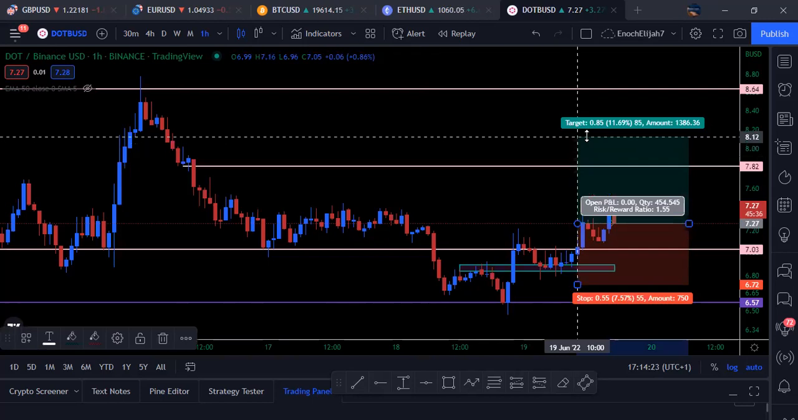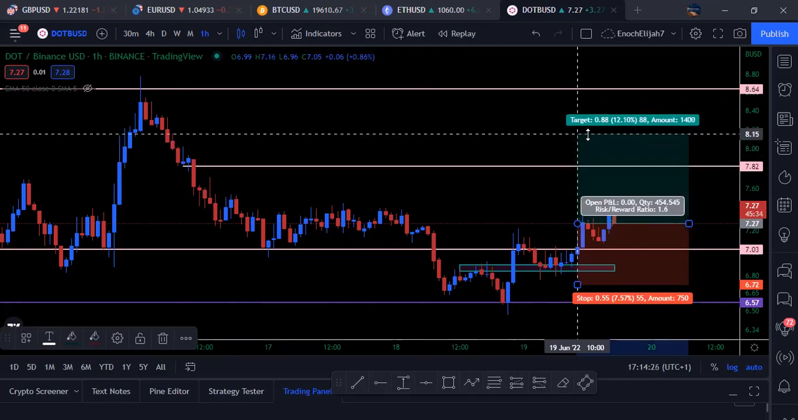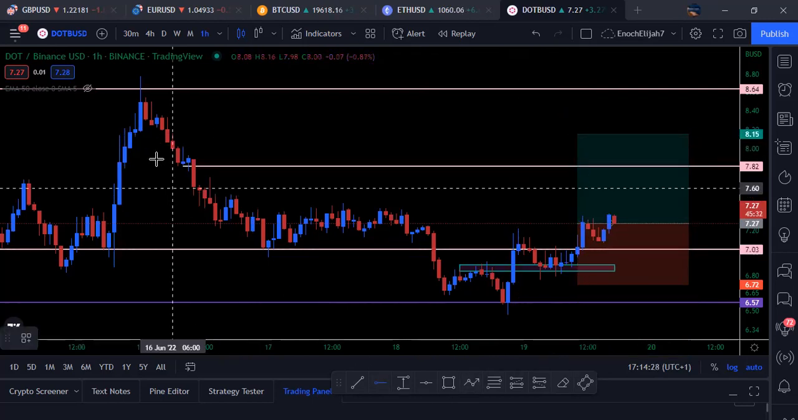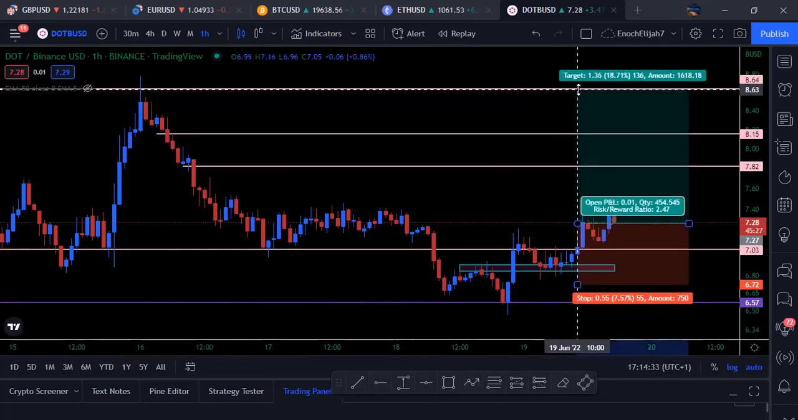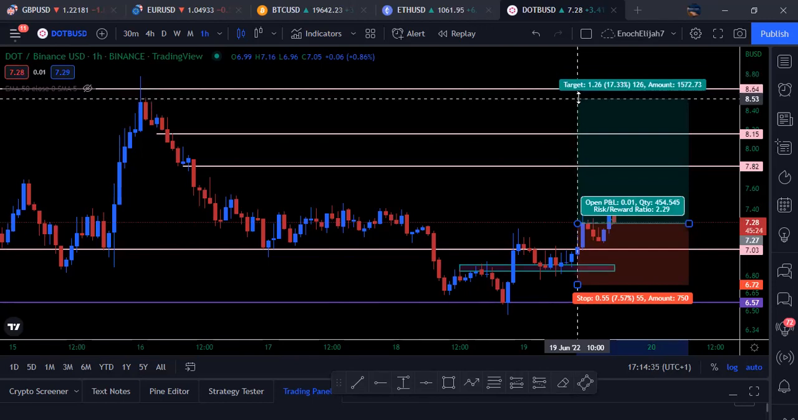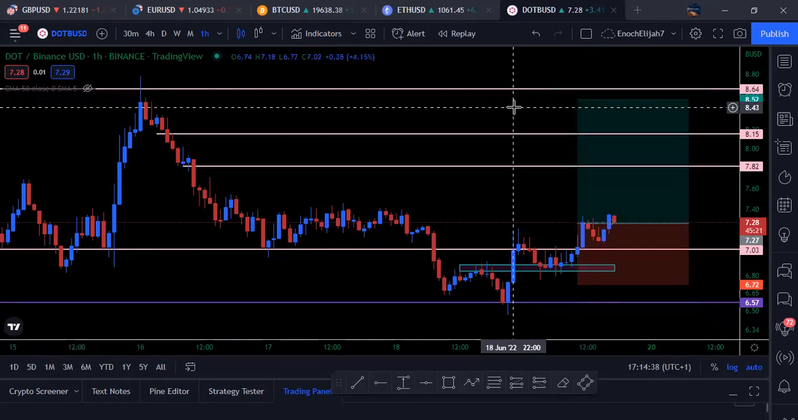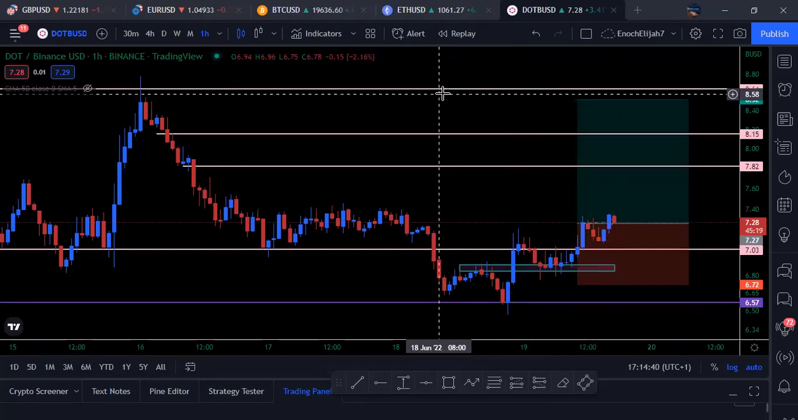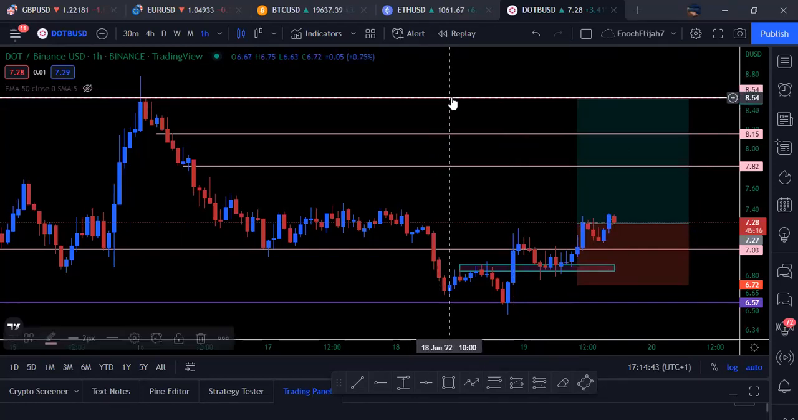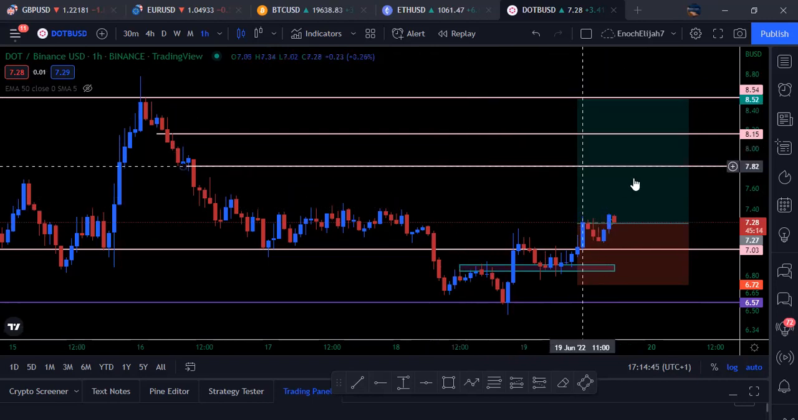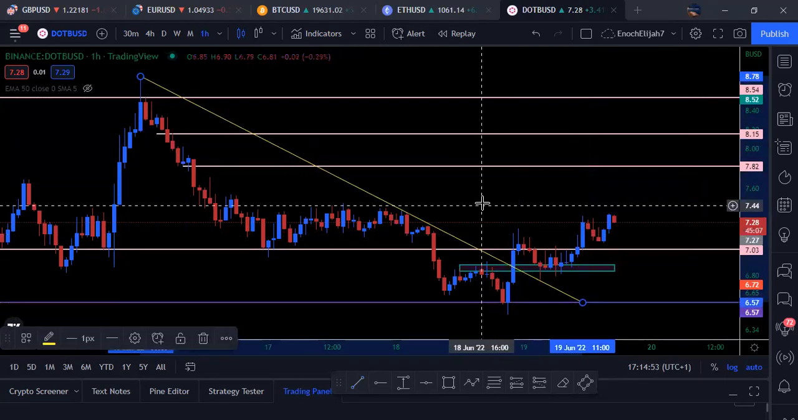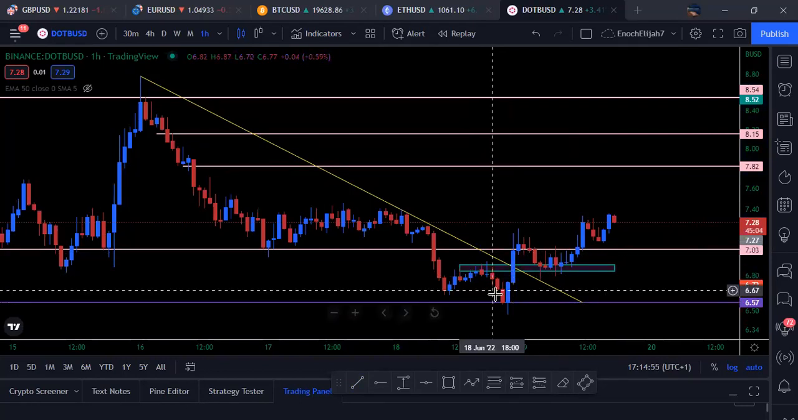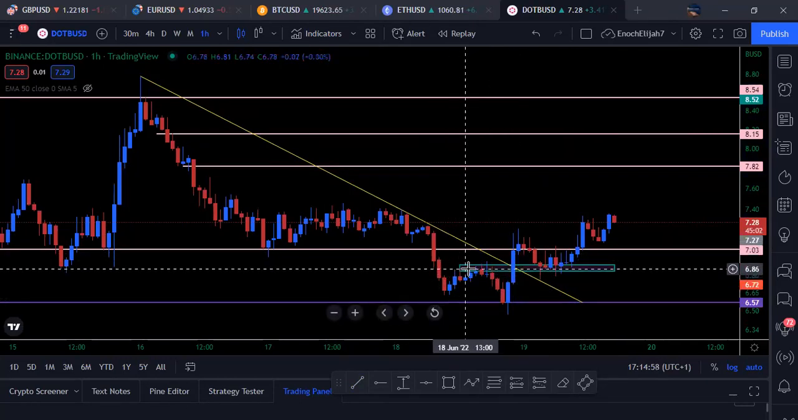The second target is here. And the last one is here. This is my last target. So this is how I analyze the market. If you put your trend line here, you will see the break of trend line. Yeah, we had a break of trend line by this bullish candle that created a higher high.